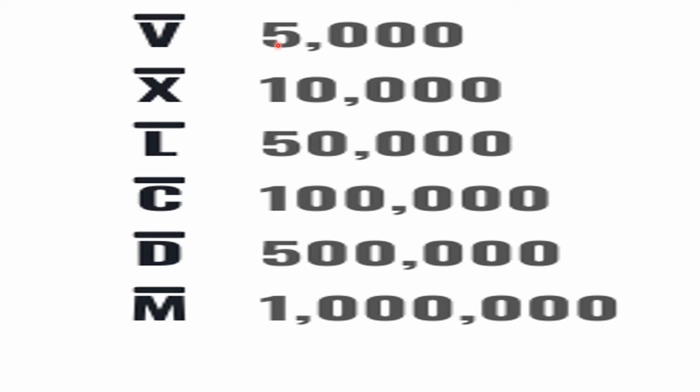V bar equals 5000, X bar equals 10,000. L bar, because the value of L equals 50, is multiplied by 1000, that is 50,000. C bar means 100,000. D bar is 500,000. M bar is 1,000,000.